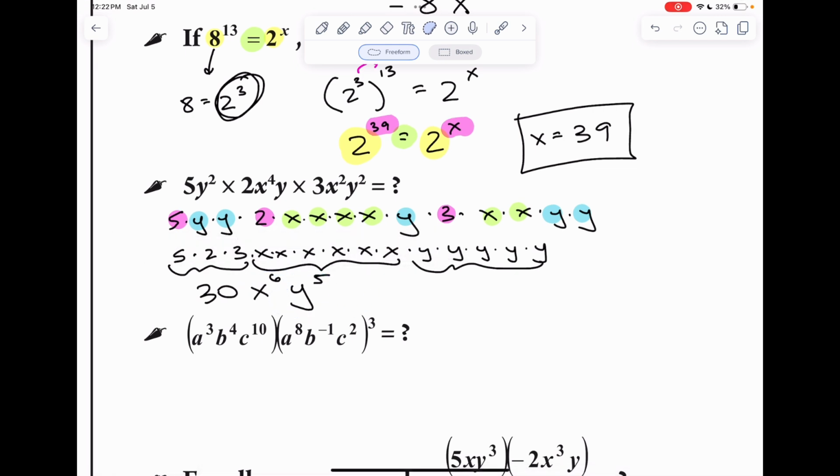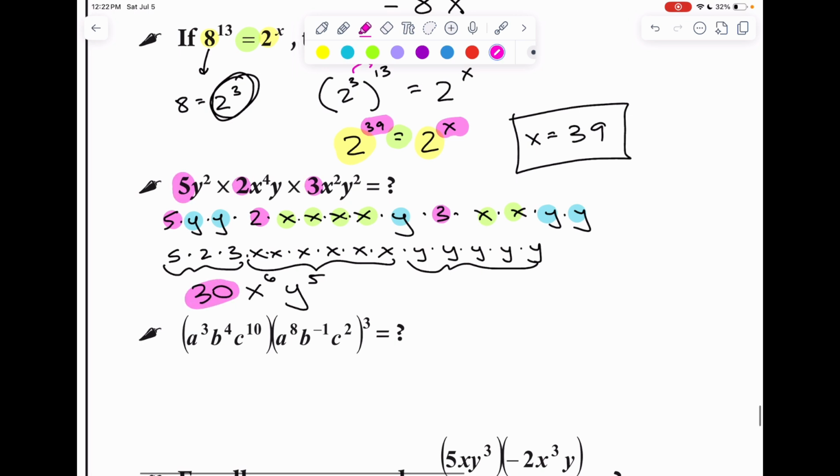Now, if you're like, Donna, I really don't want to write that all out, that's absolutely fine. You can take it from right here. You can just remember that we're just multiplying these all together. So 5 times 2 times 3, that's 30. And we'll remember x to the 4th times x to the 2nd. We add the exponents to get x to the 6th.